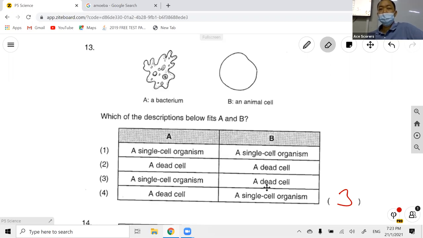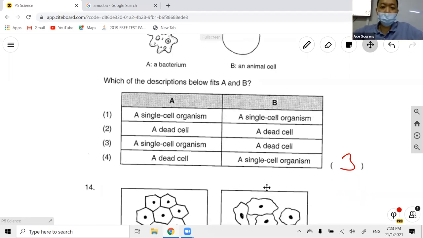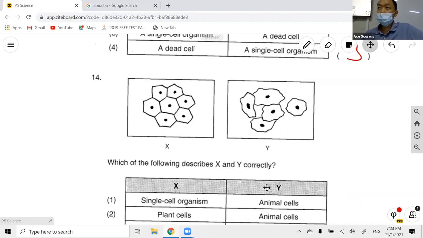Huh? How do they get it? I don't know. They didn't describe it, okay? Can you what? Say again, can you what?